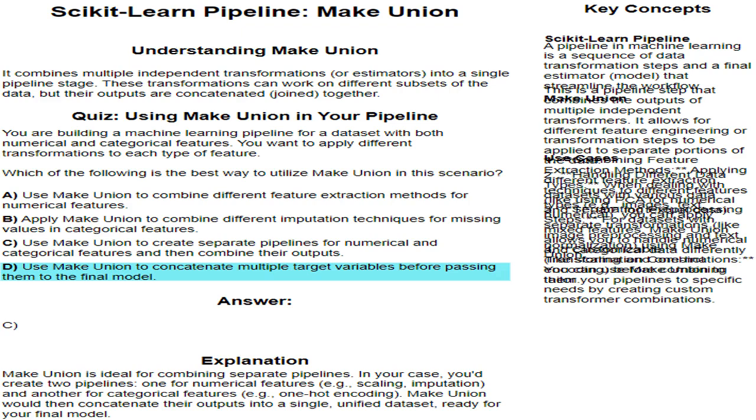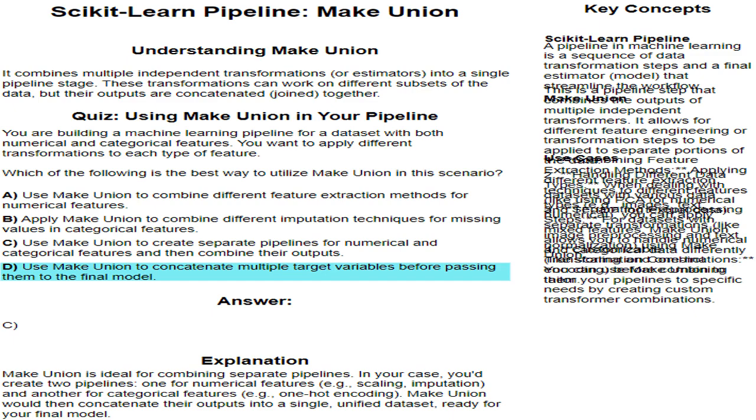Make union is a pipeline step that combines the outputs of multiple independent transformers. It allows for different feature engineering or transformation steps to be applied to separate portions of the data. Consider a dataset with both numerical and categorical features. 1. Numerical pipeline, you might apply scaling and imputation to numerical features. 2. Categorical pipeline, one-hot encoding might be used for categorical features. Make union would take the outputs of these two pipelines and combine them into a single dataset, ready for the final model.